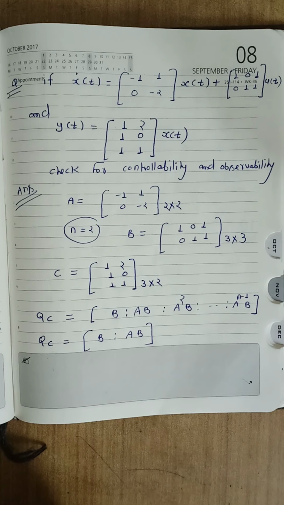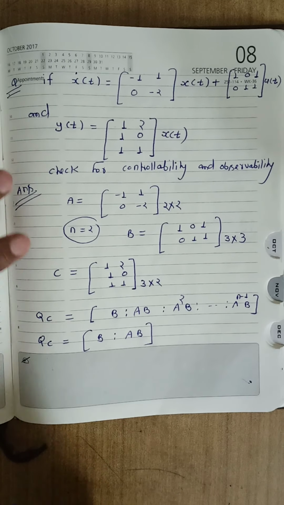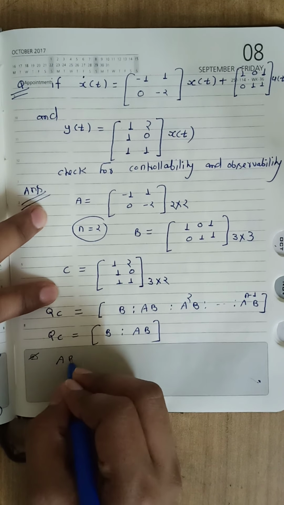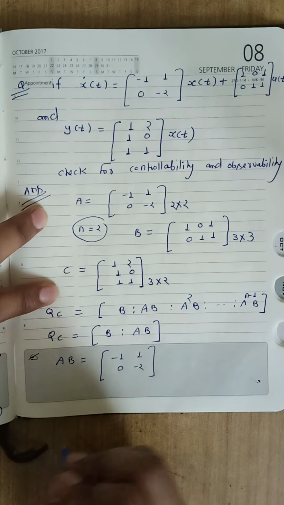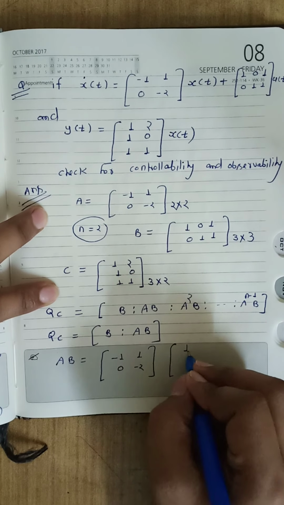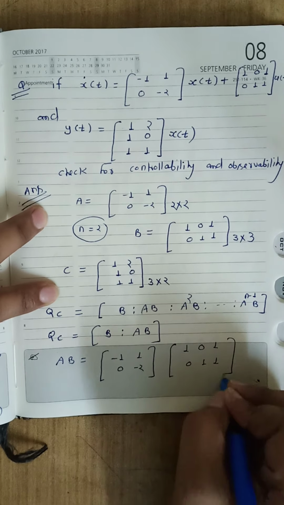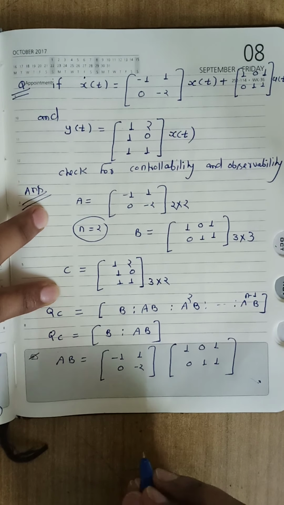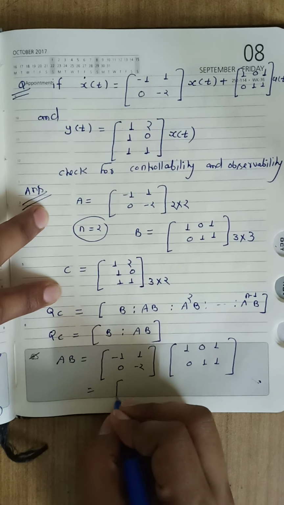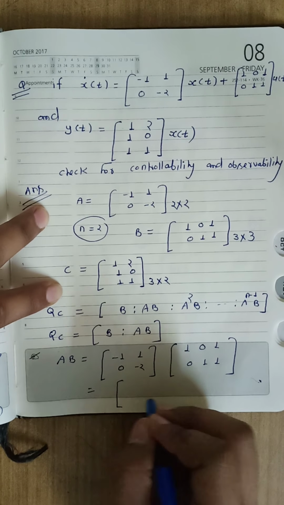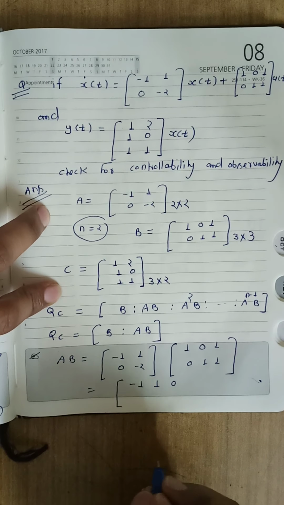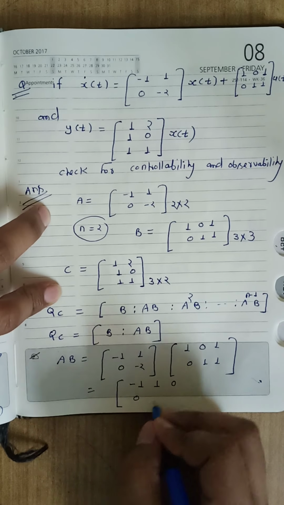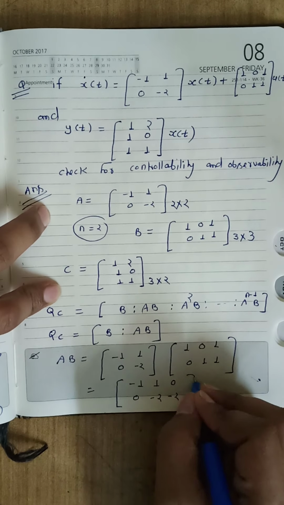B we already know. Already we have defined the value of matrix B. Now let us calculate AB. A is [-1, 1; 0, -2], B is [1, 0, 1; 0, 1, 1]. So after matrix multiplication, we have the answer for AB. It is [-1, 1, 0] for the first row. For the second row, the elements are [0, -2, -2].